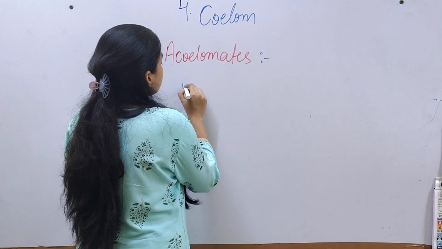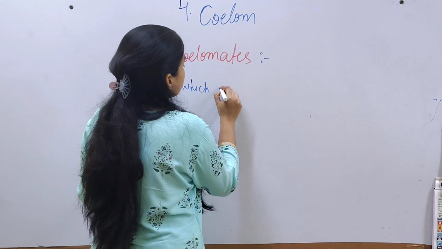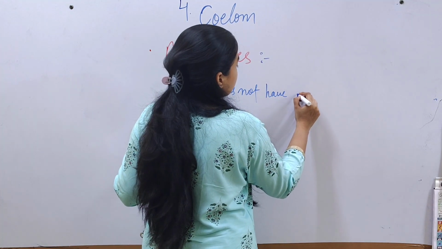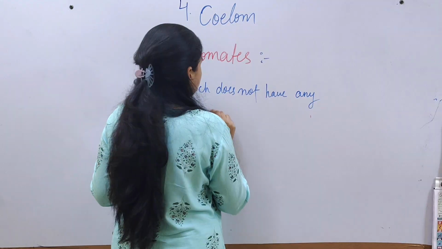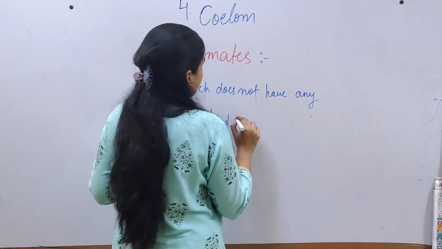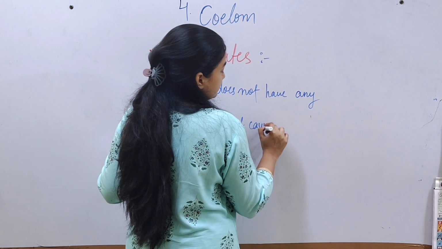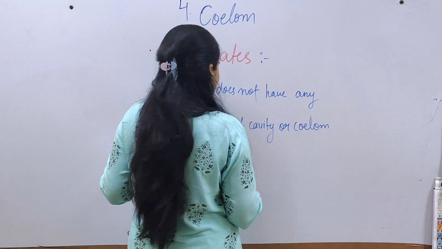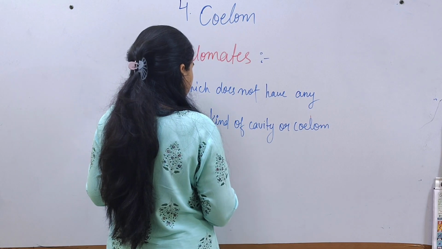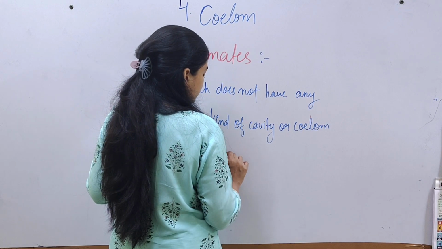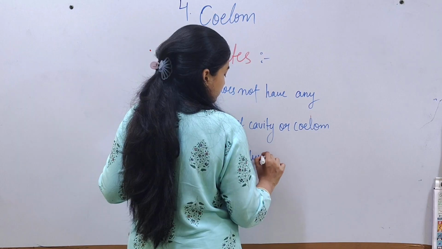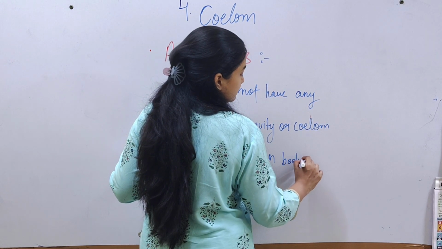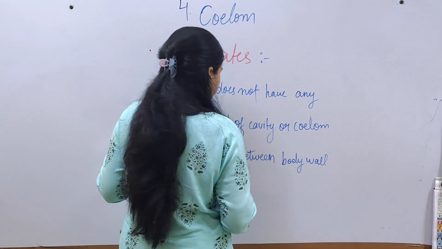Acoelomate: those animals which do not have any kind of cavity or coelom in the space between the body wall and gut wall.